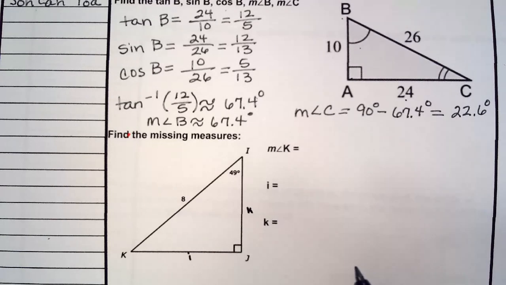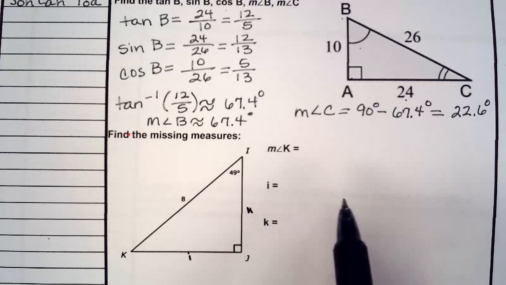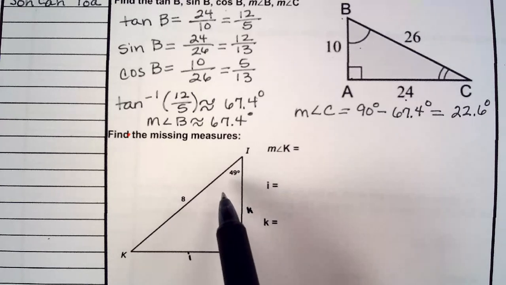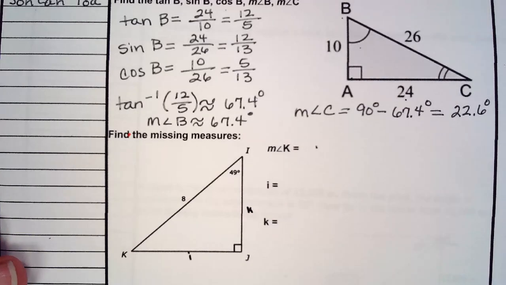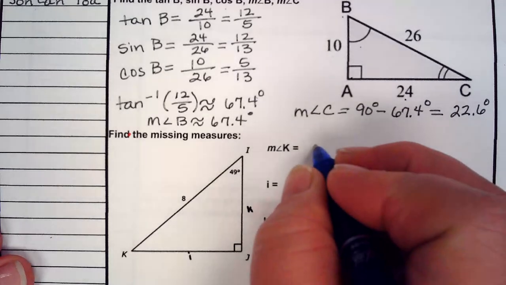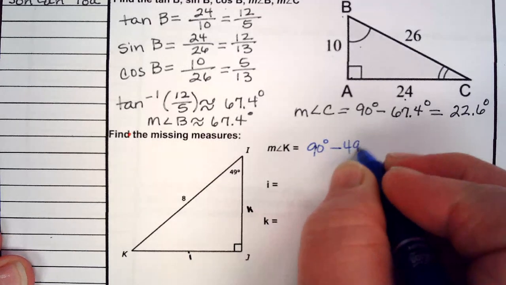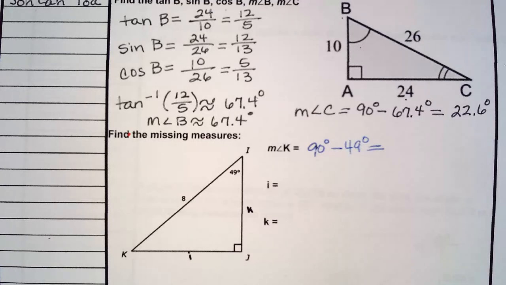So the measure of angle K. I know the measure of angle I, and I know together they add up to how many degrees? 90 degrees. So I'll take 90 degrees minus 49 degrees, and that gives me what? 41 degrees.